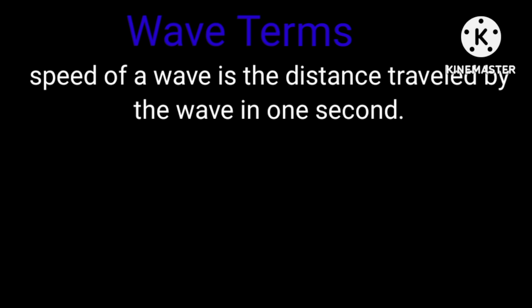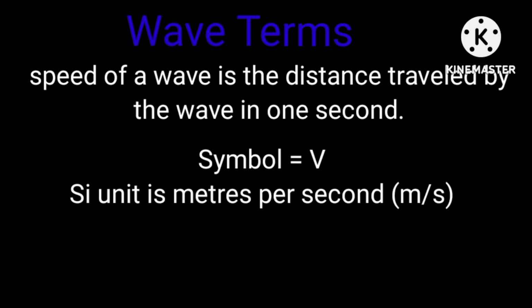Speed of a wave is the distance traveled by the wave in 1 second. This is just for speed. Symbol v, SI unit meters per second. By the way, speed is the same as velocity.